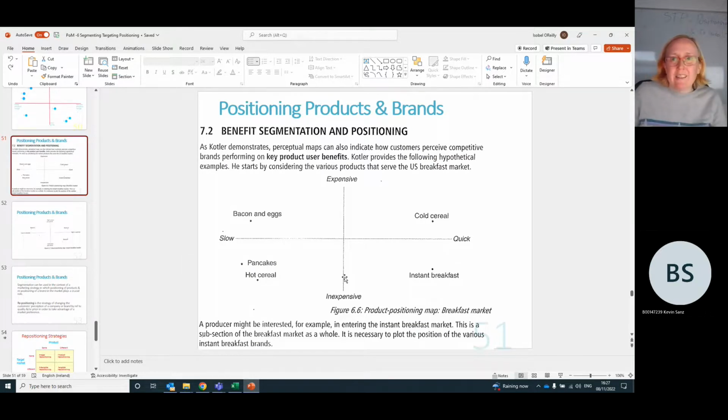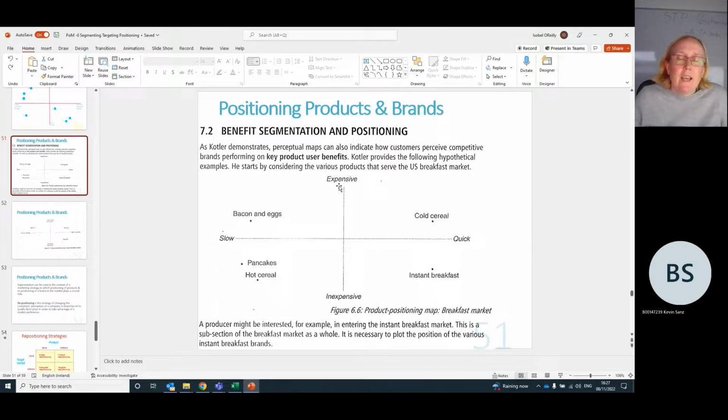Here's other scenarios using the same perceptual map, as we call this. So Kotler demonstrates perceptual maps can also indicate how customers perceive competitive brands performing on key product user benefits. Kotler provides the following hypothetical examples. He starts by considering the various products that serve the US breakfast market. So a producer might be interested, for example, in entering the instant breakfast market. This is a subsection of the breakfast market as a whole. It's necessary to plot the position of the various instant breakfast brands.